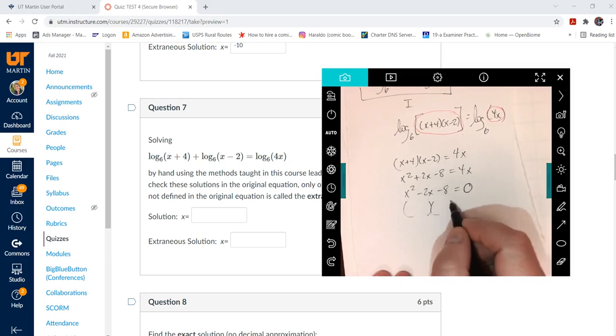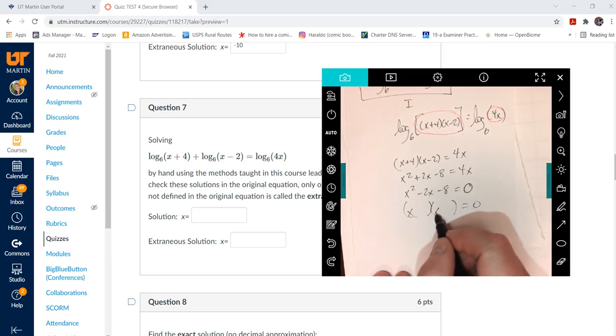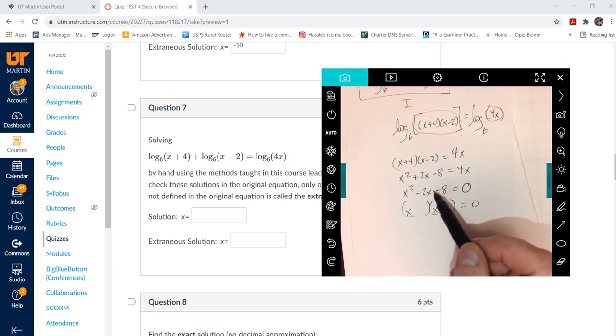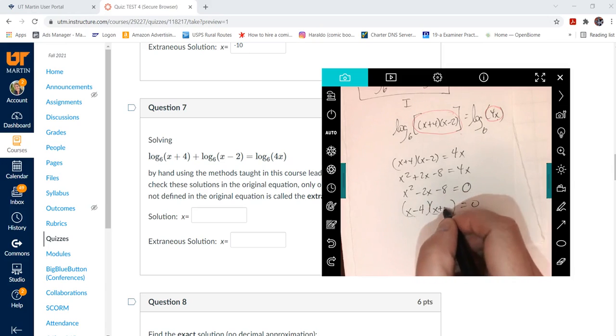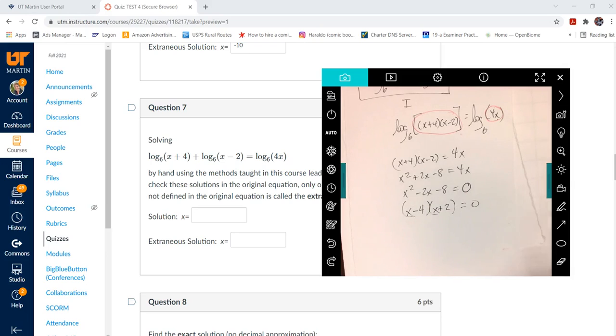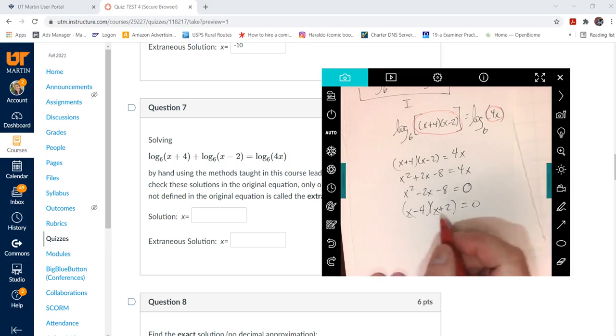And I can try and factor this. Two numbers that multiply together to give me negative 8, but at the same time add up together to give me negative 2. Well, that's going to be negative 4 and positive 2. And I can see my solutions to this are x is 4 and x is negative 2.